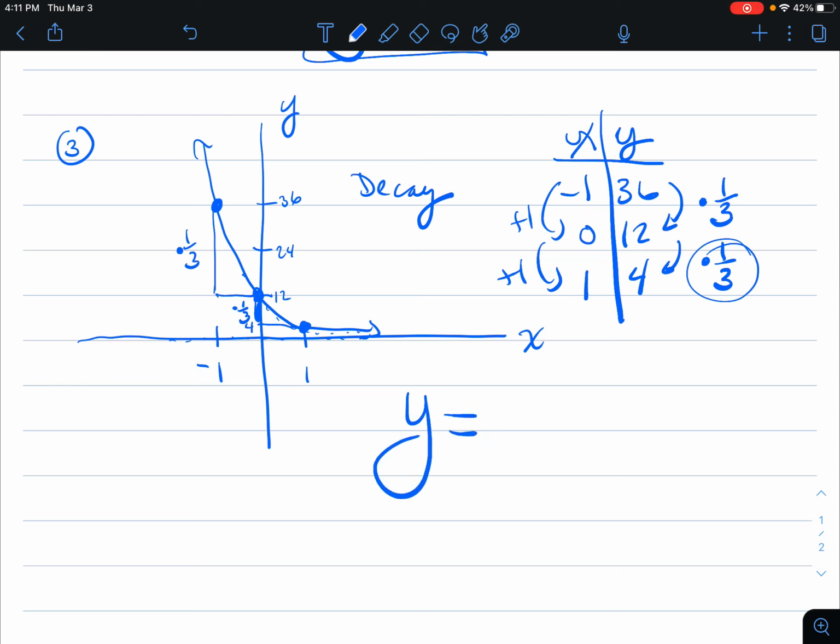So we can write our equation here. Again, we see that initial value is right here on the y-axis. And we see it again if we write it in the table. The multiplier is a third, and it's raised to the x power. And that's your equation for your exponential.